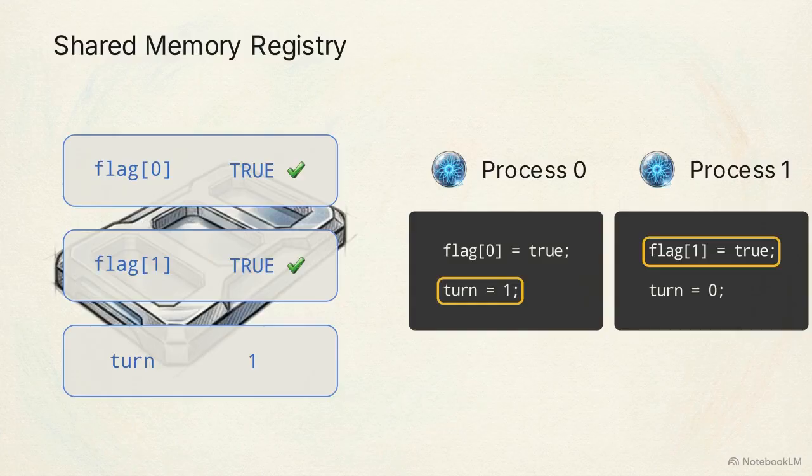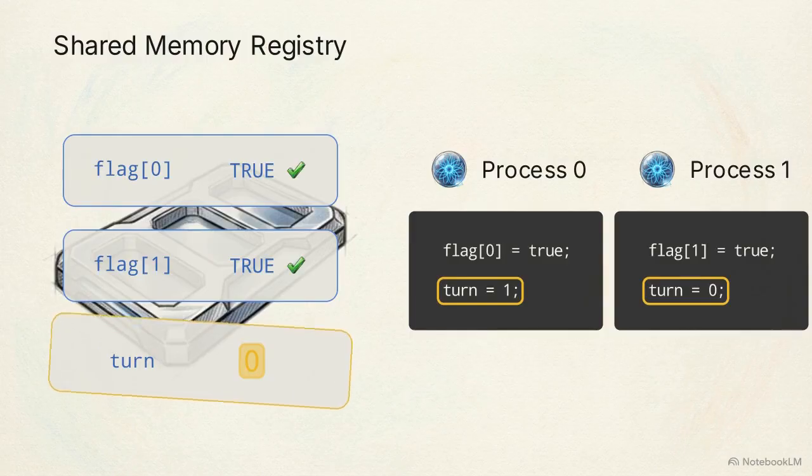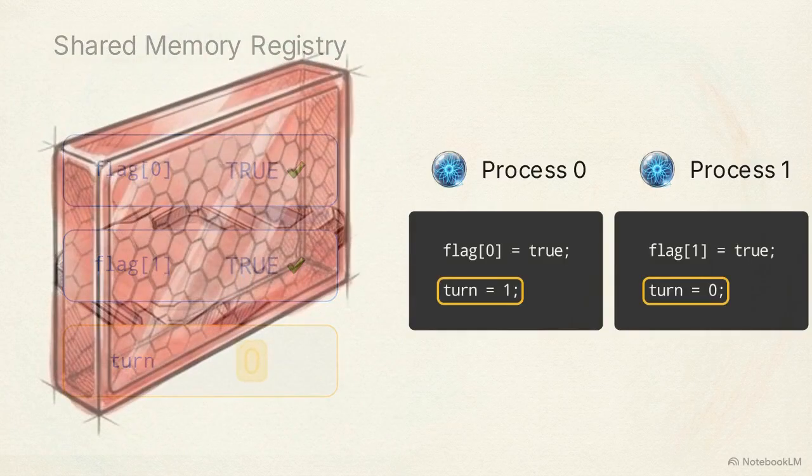Process 0 moves to its next instruction. It yields priority by setting the shared turn variable to 1. A fraction of a microsecond later, process 1 executes its priority yield. It overwrites the turn variable, setting it to 0. Because turn is a single block of shared memory, it can mathematically only hold one value at a time. The final write operation wins, instantly resolving the race condition.